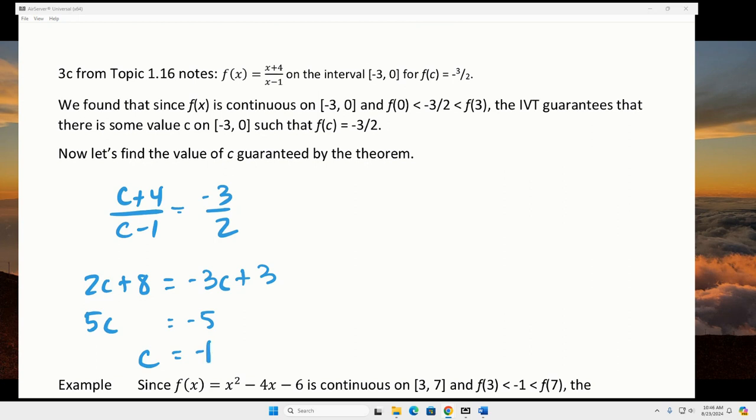Alright, so if I put -1 into that function, I should get -3/2. -1 does fall in that interval, so that is our value that's guaranteed. So before, that was the only example I did. The ones on your assignment might be a little more challenging, so we're going to do another one.